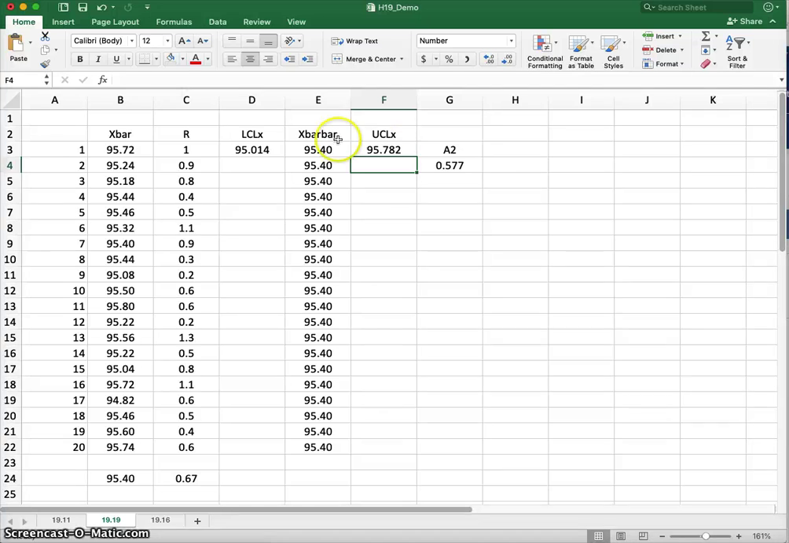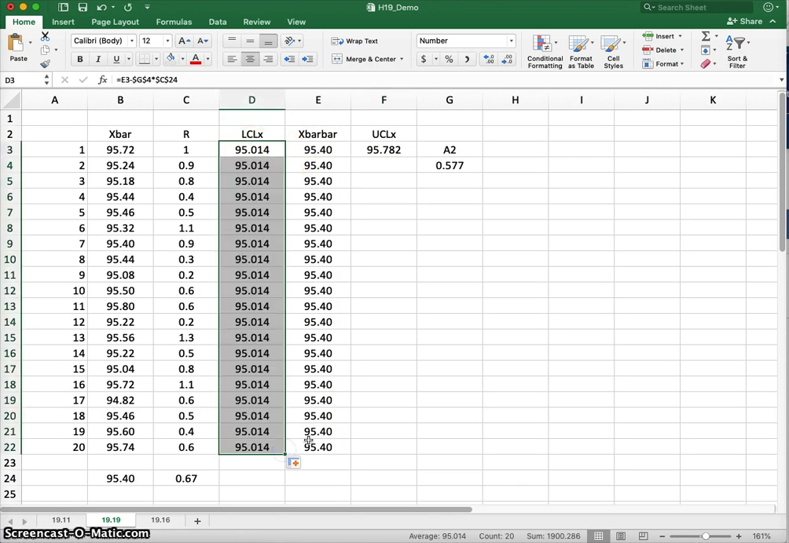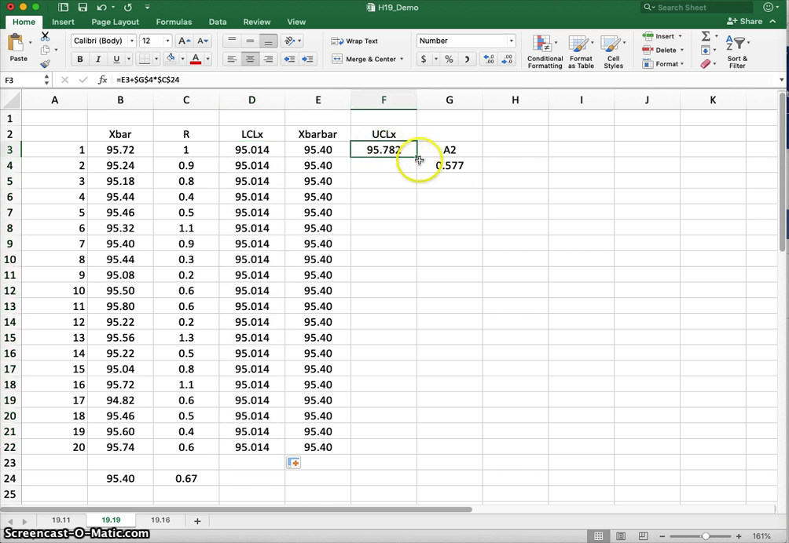Now, just like I copied this down so I could make a line on a chart, I want to copy this down so I make a line on a chart. We've already done all the math, so there's really nothing to it.